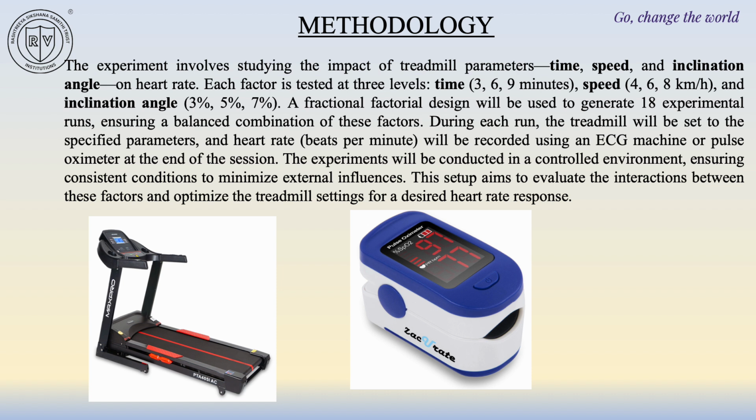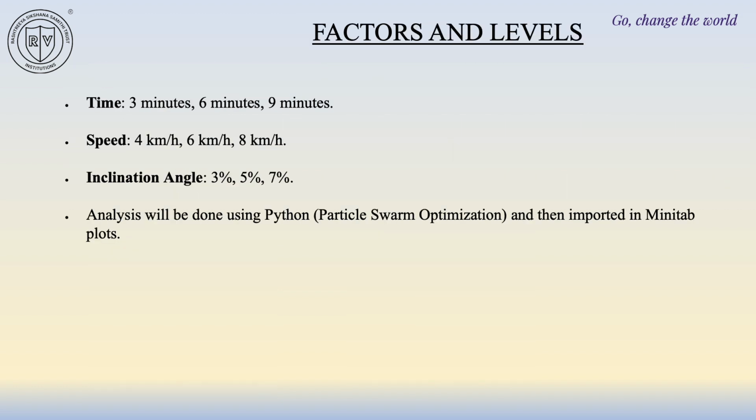The experiments will be conducted in a controlled environment, meaning I've taken different people and made sure they've all had the same type of food before or after, and they've noted down their medications and everything. This setup aims to evaluate the interactions between these factors and help optimize the treadmill settings for a desired heart rate response. My study included people between the ages of 20 and 25. These are the factors and levels I've chosen: time, speed, and inclination, as discussed.